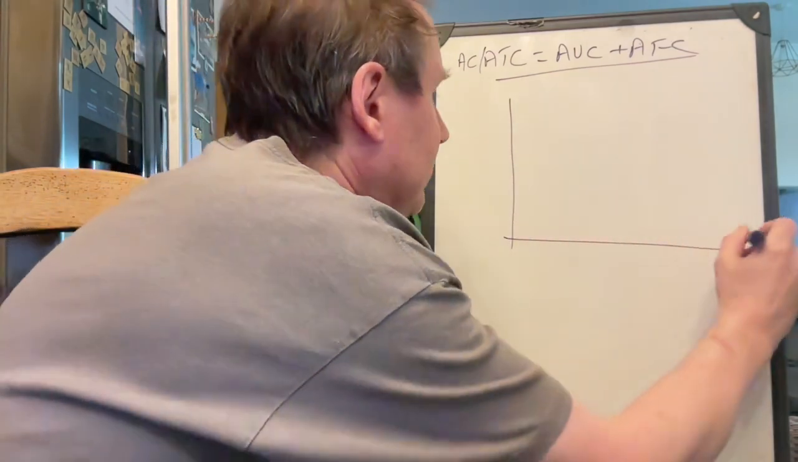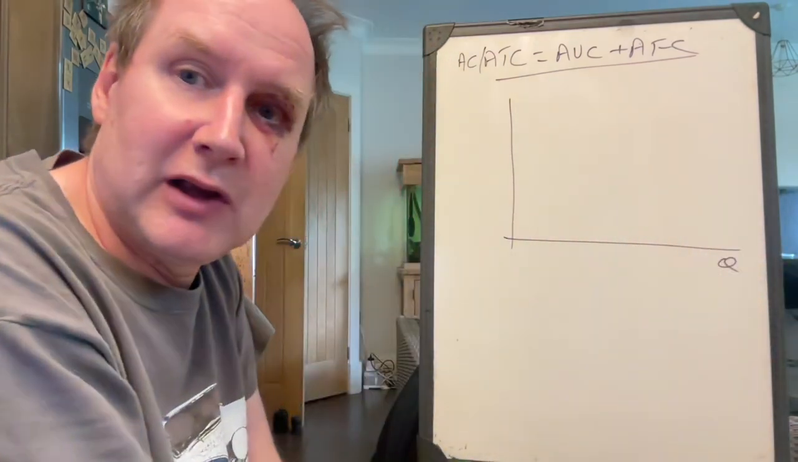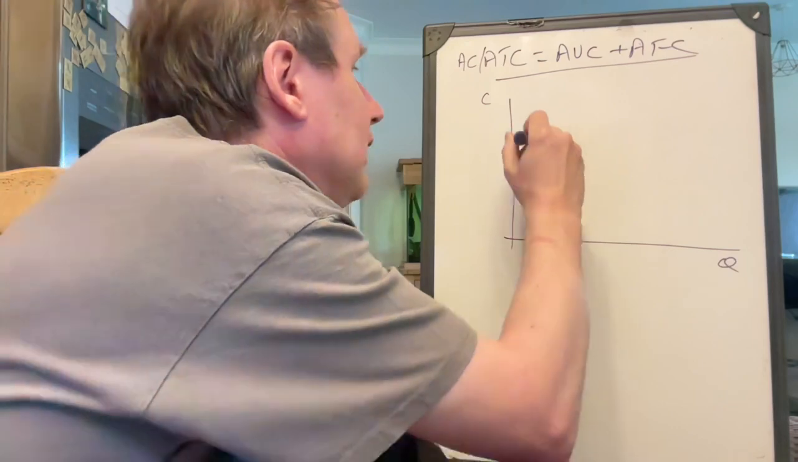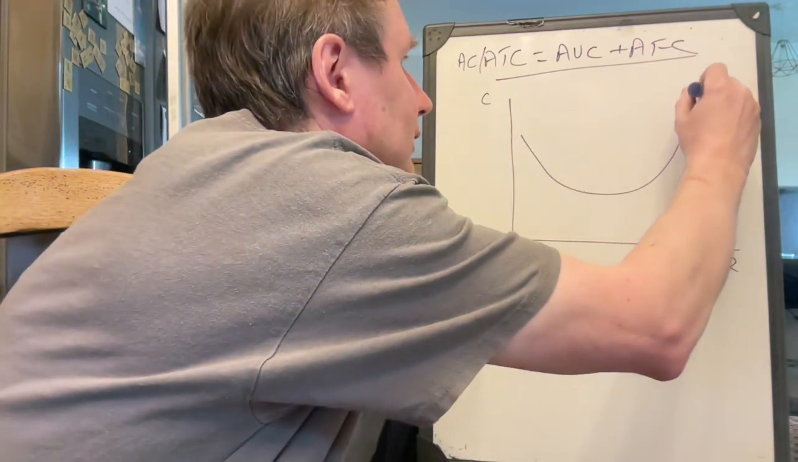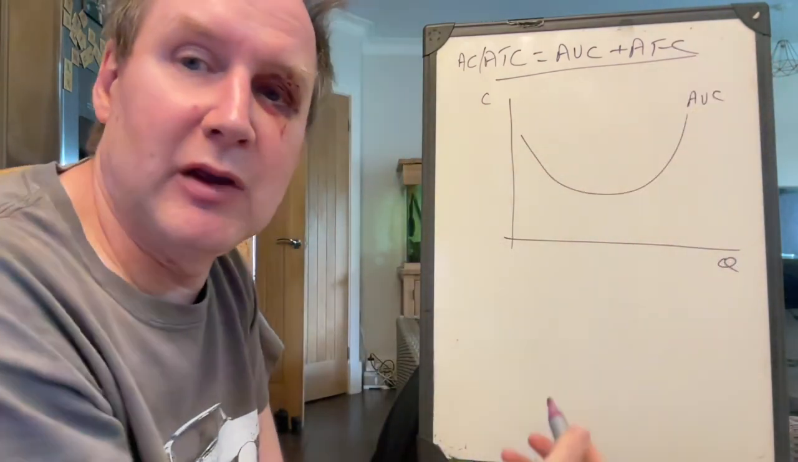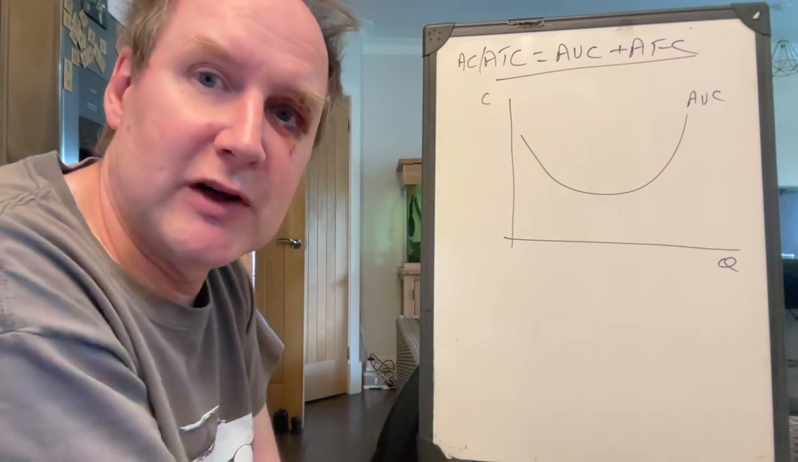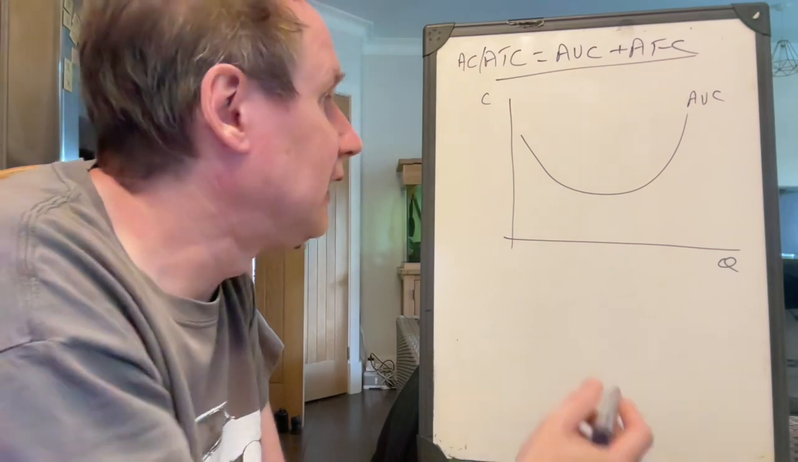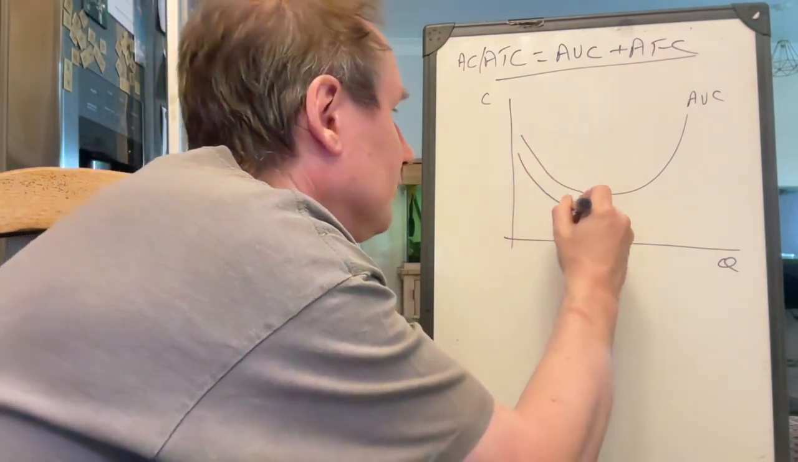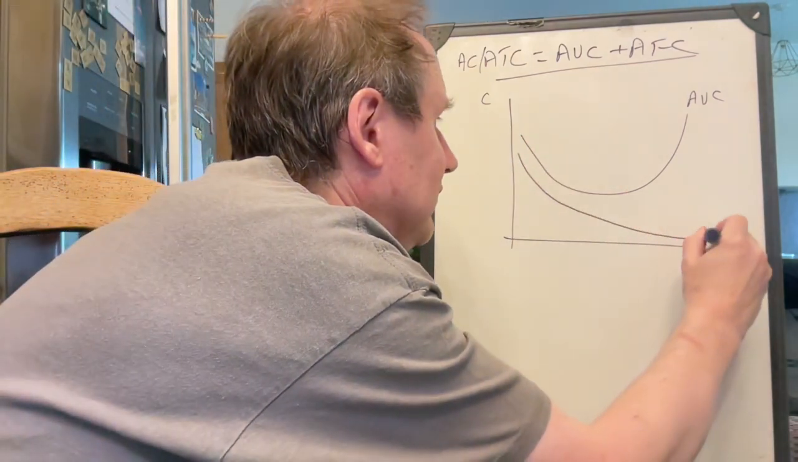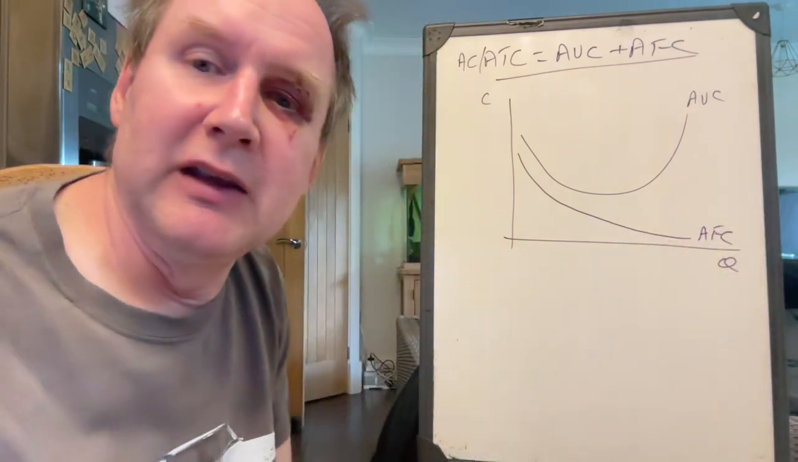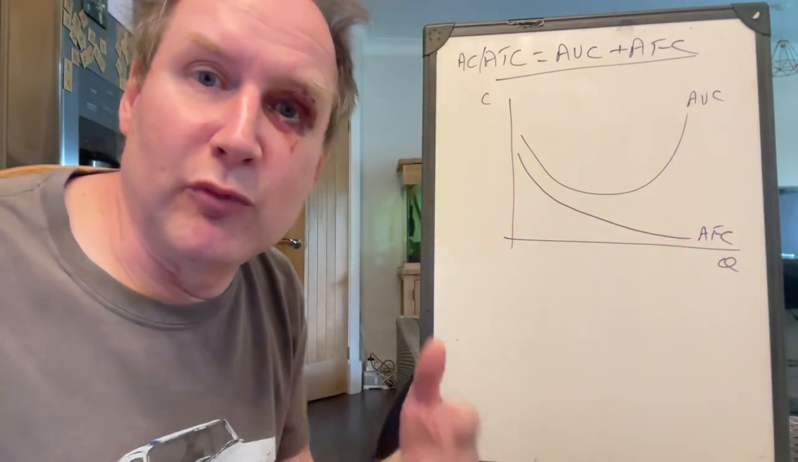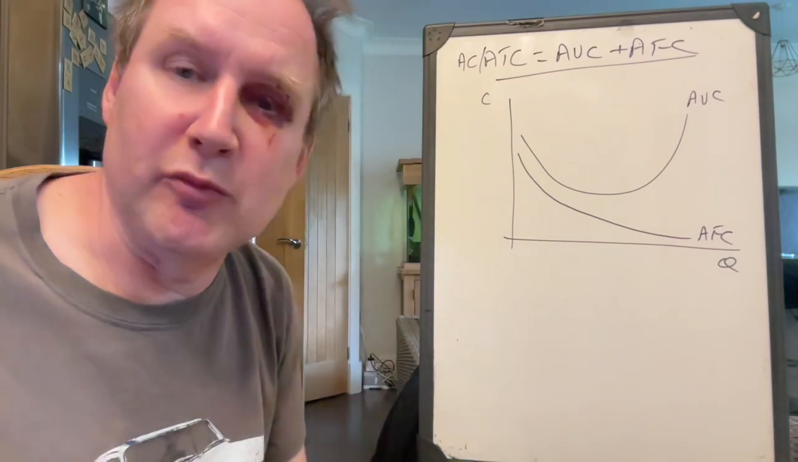What we've so far said then is there's our number of units, there's our cost. Average variable cost, we said, looks like that. When marginal cost is below it, average variable cost falls. When marginal cost is above it, average variable cost rises. Average fixed cost, we know from ages ago, looks like that.